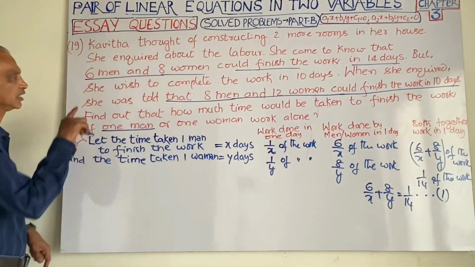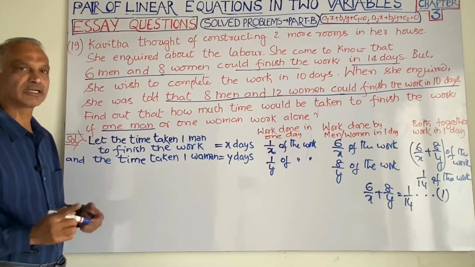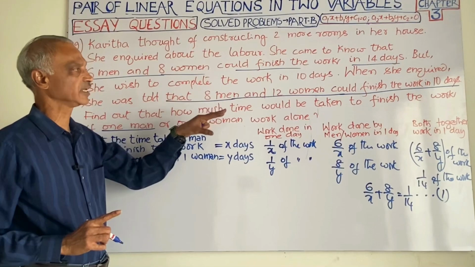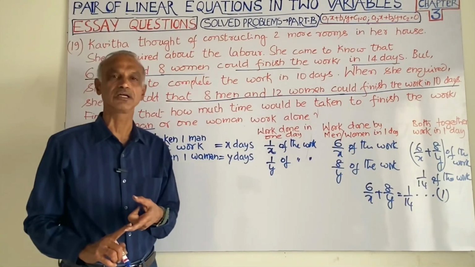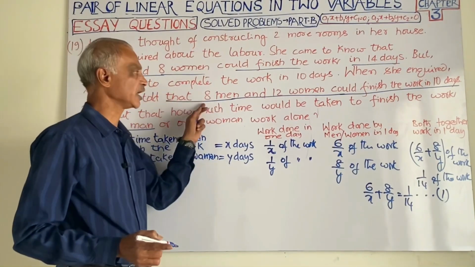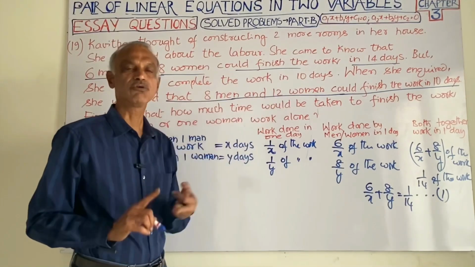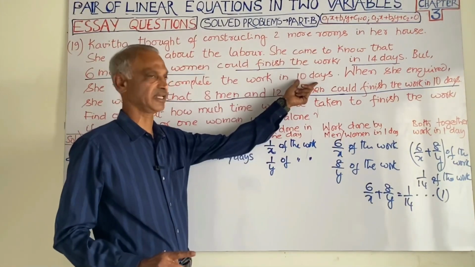You see, you read again. She wished to complete the work in 10 days. She wanted to do the work early by taking 8 men and 12 women. She wanted to complete the work in 10 days.